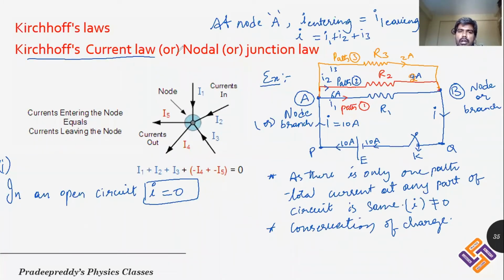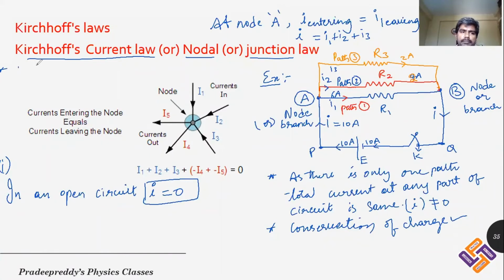Current law is also called nodal law or junction law, because it is applicable only at nodes. And current law is the consequence of conservation of charge. As I already mentioned, from conservation of charge itself, we are deriving this current law. So everywhere the law of conservation of charge holds good wherever division takes place, and the point where more than 2 wires meet is called a node.